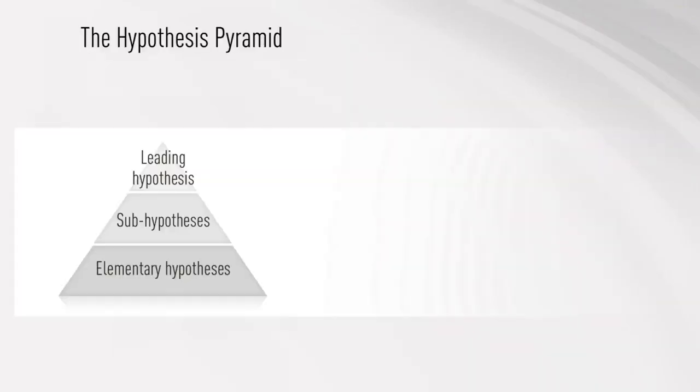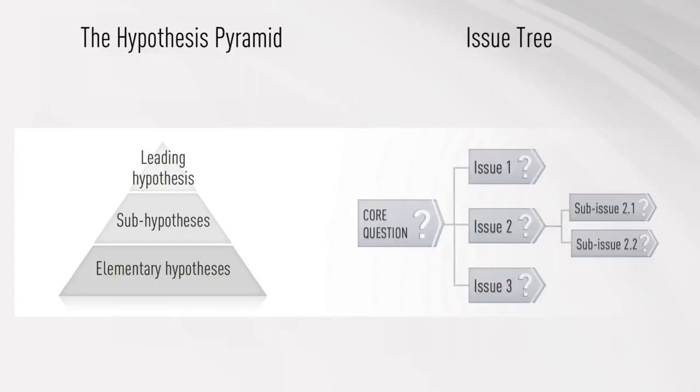The process of disaggregation looks similar to the one you use when building a hypothesis pyramid. However, there is a key difference. In an issue tree, the branches are not hypotheses, they are questions that end with question marks.